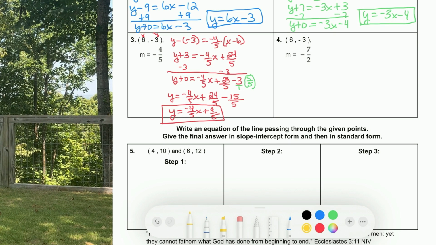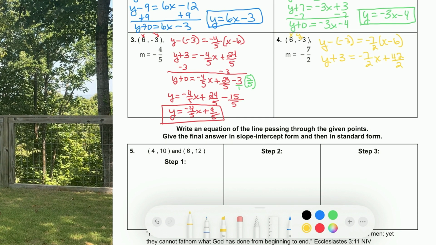We have our x and our y value and our slope. So let's see here. Y minus a negative 3 equals negative 7/2 times x minus our x value, which is 6. Do keep it, change, change. So y plus 3 equals negative 7 halves x. Negative 7 times negative 6 gives us a positive 42 over 2.